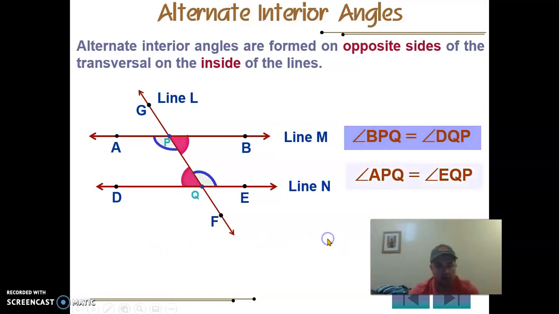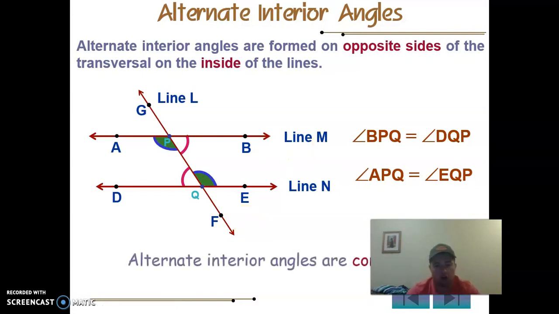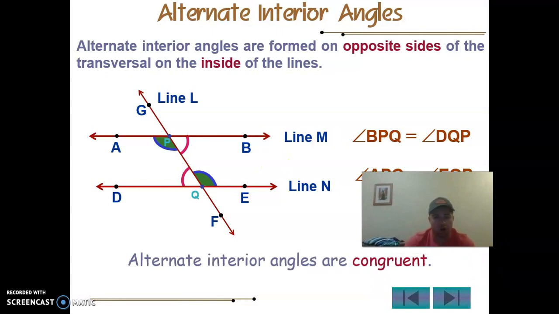They're not the only pair though. We have angle APQ, and we have angle EQP. And they also look like a rotation. And they're also considered alternate because they're on opposite sides, interior because they're on the inside angles. And they're also congruent. Alternate interior angles are congruent.